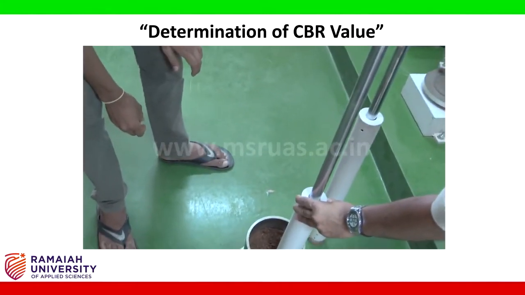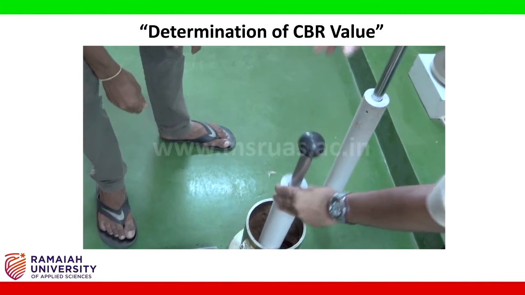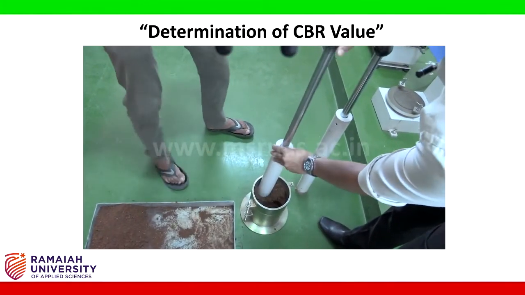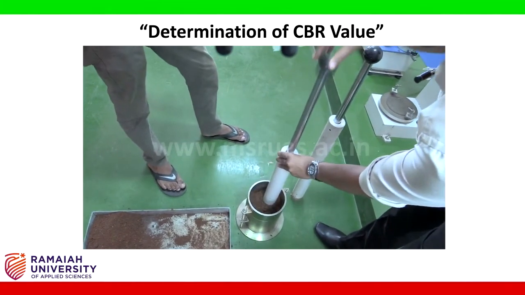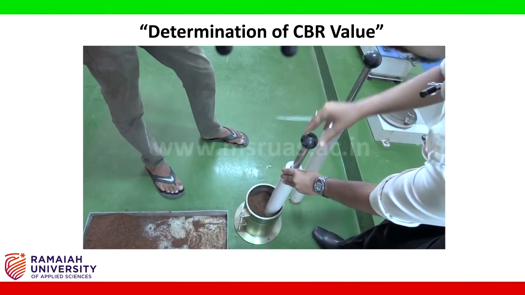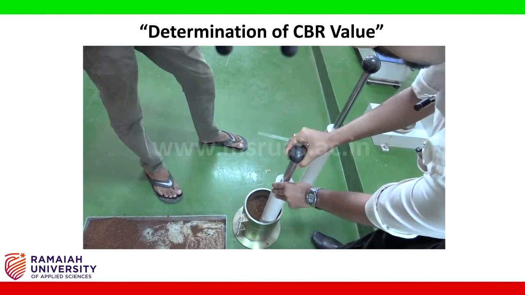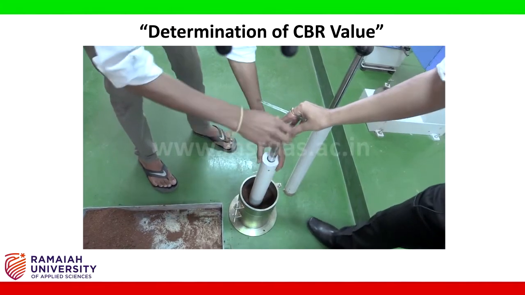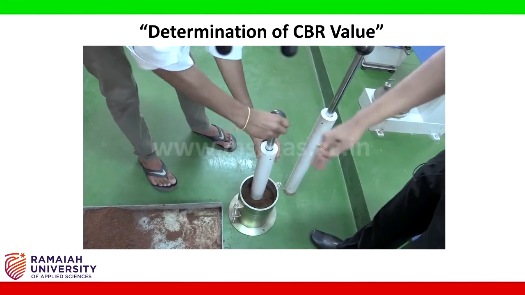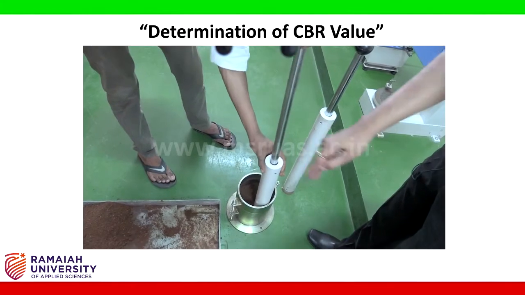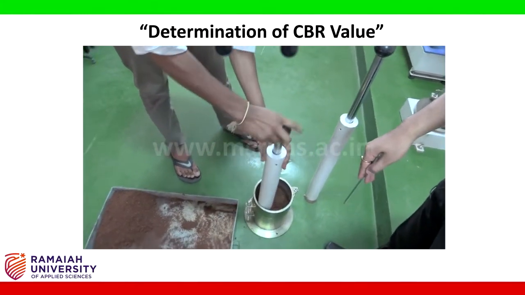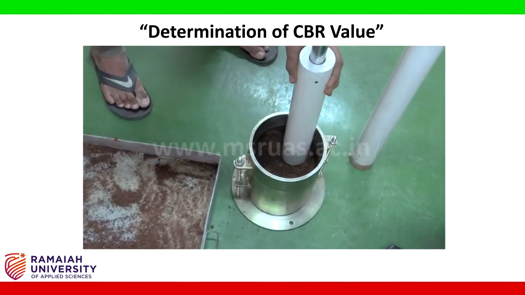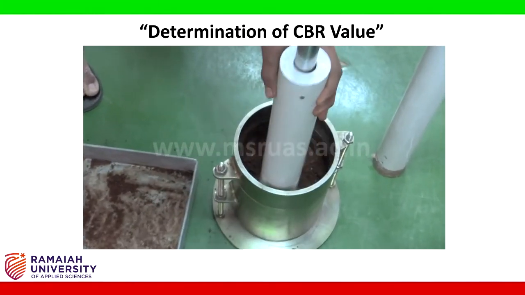Start counting as 1, 2, 3, 4, 5, 6, 7, 8 and so on. I keep doing this by evenly distributing the compactive effort on the soil specimen for 55 times.